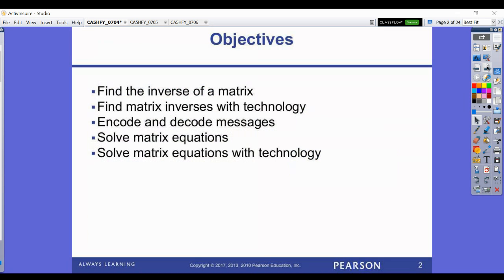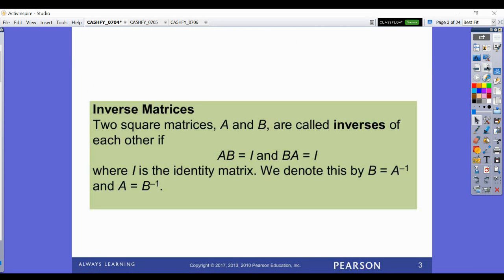First of all, we need to learn what an inverse is, and we are going to use our calculators to help us out. Inverse matrices are useful in solving, and they're also kind of fun to do some decoding and encoding of messages. So I'll show you how that's done, and then I'll show you how to solve them.